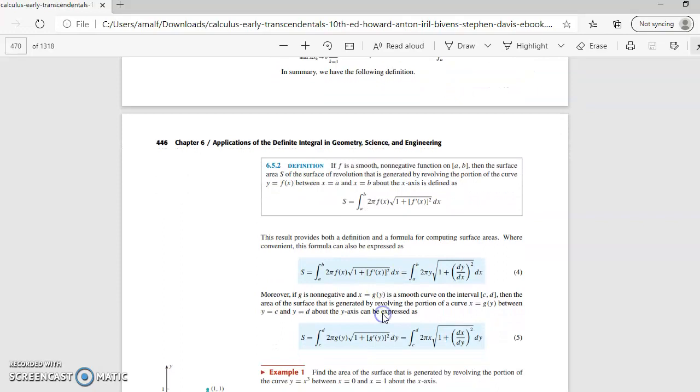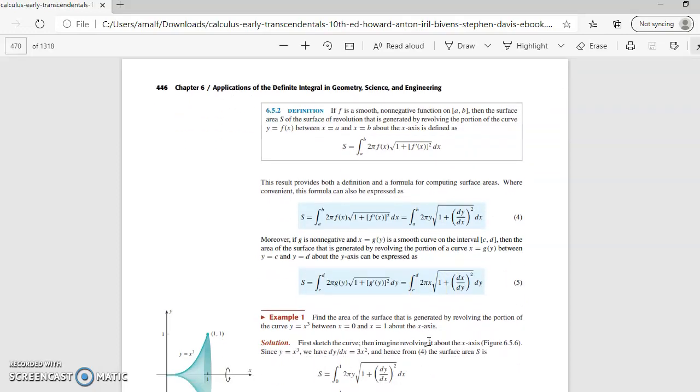And similarly you can take a curve x equal to g of y and revolve it on the interval c to d about the y-axis. If you are revolving about the y-axis, then the surface area in that case will be the integral from c to d of 2 pi g of y root of 1 plus g dash of y whole square dy. So g dash of y means dx by dy. So that is 2 pi x root of 1 plus dx by dy whole square dy, where x is equal to g of y.